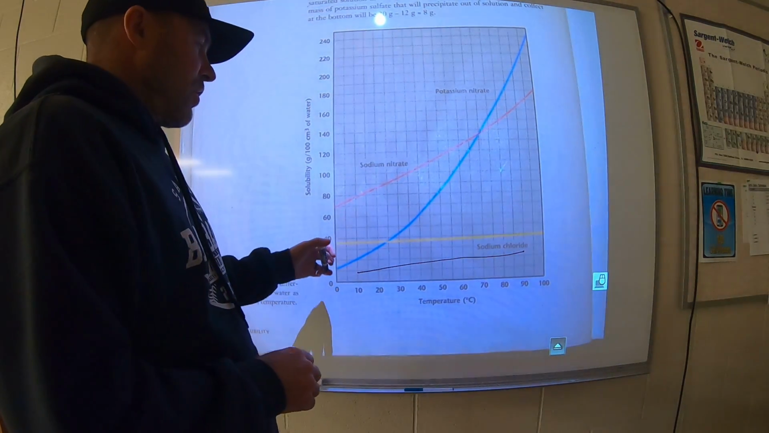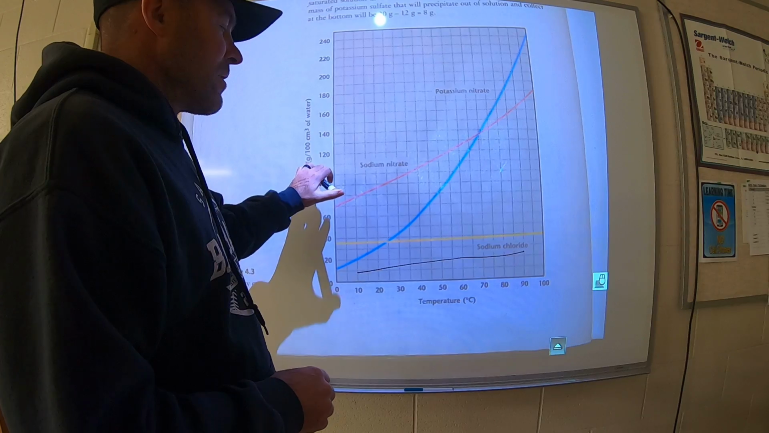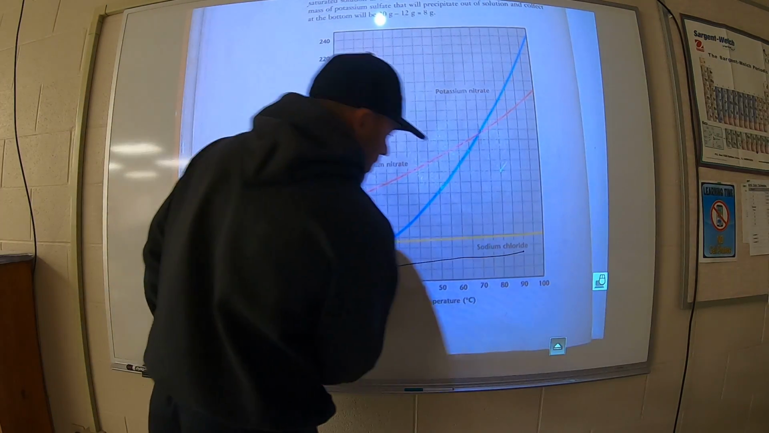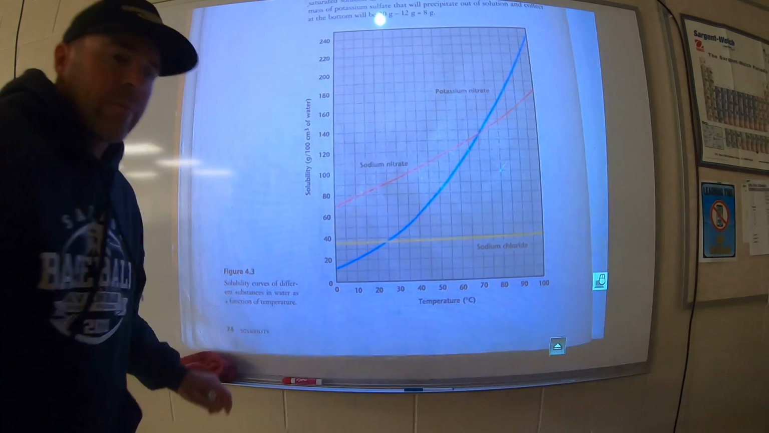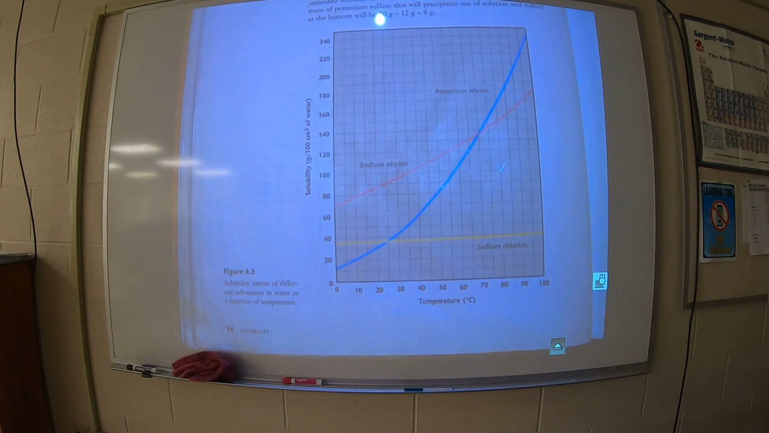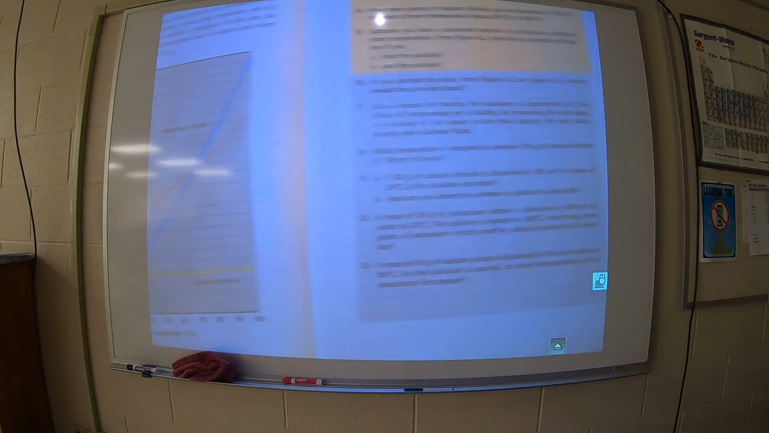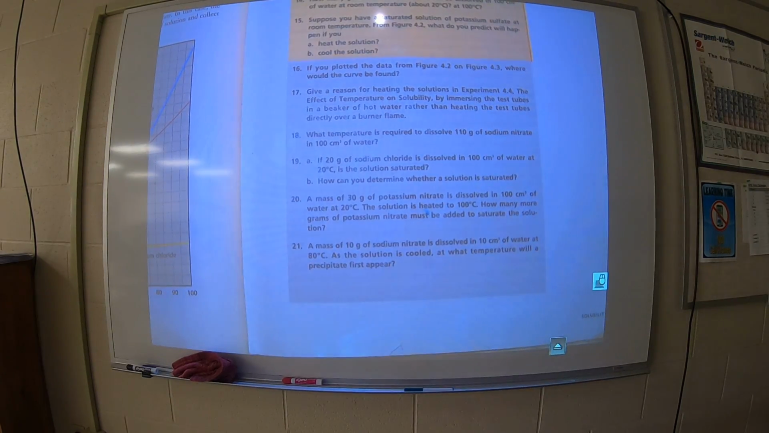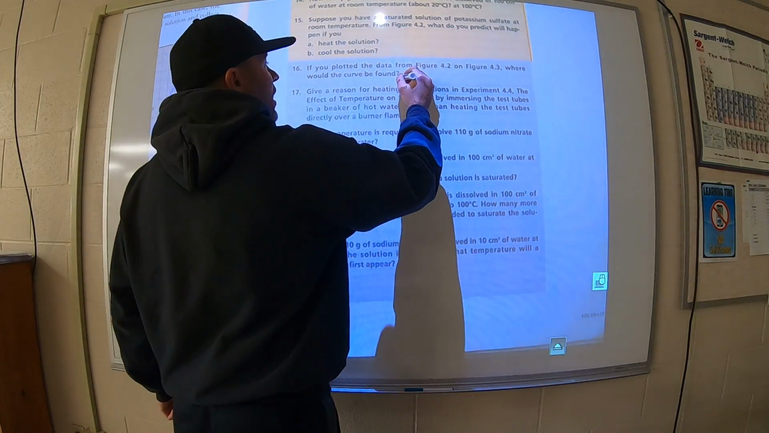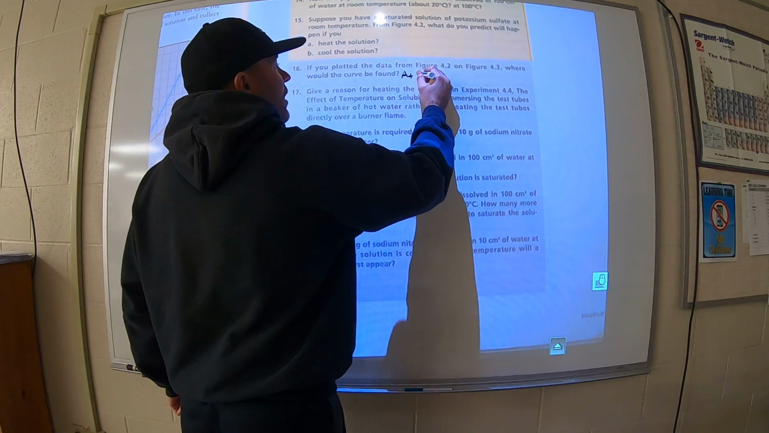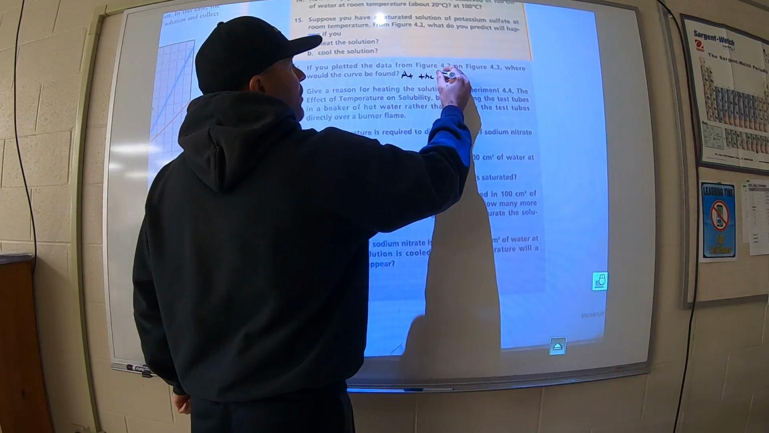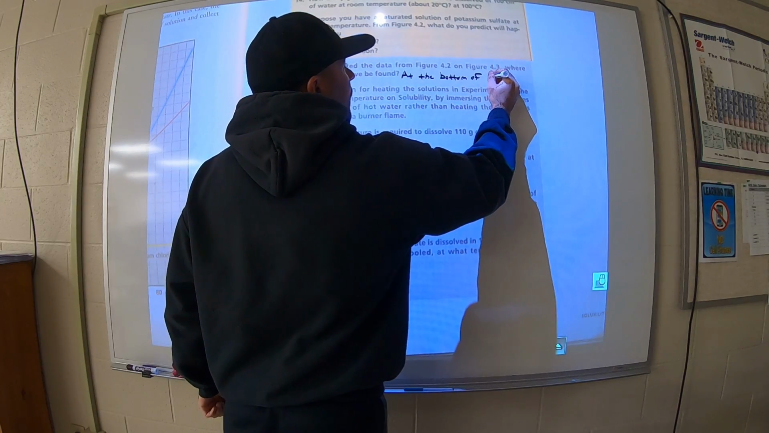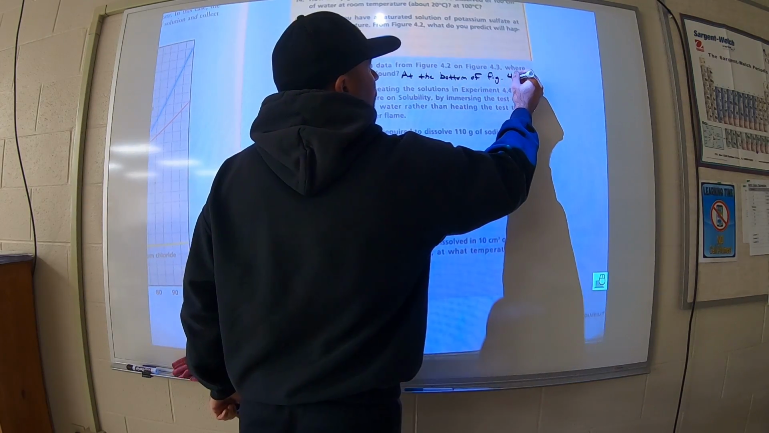So that data would be at the very bottom of this graph here. So that's what we're going to say on number 16. They say, where would it be found? I'm just going to say at the bottom of figure 4.3.